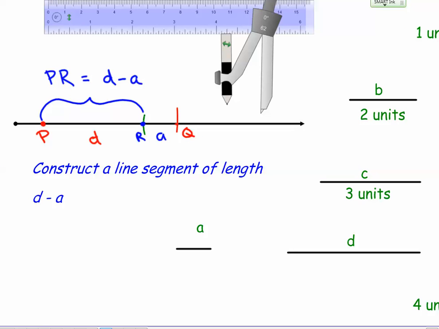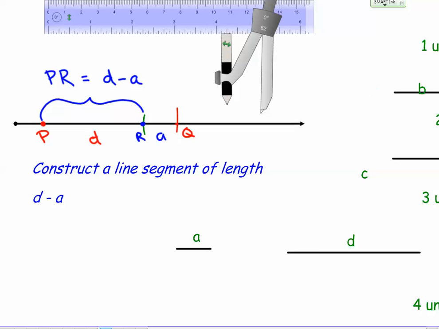Then we did some subtraction. You had to construct a line segment with a length of D minus A. So we threw out the numbers here because we're just now using A and D. Uh-oh, my A disappeared. Hold on, let me pull this back here. Now we're just using A and D. So get rid of the 1 unit. We don't need C, we don't need B. We're only going to use D and A.